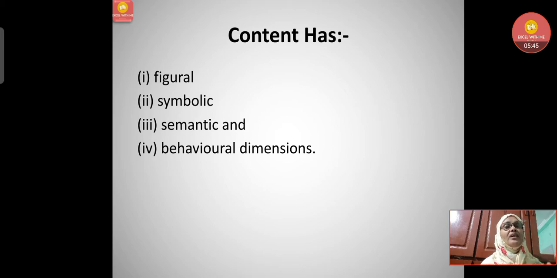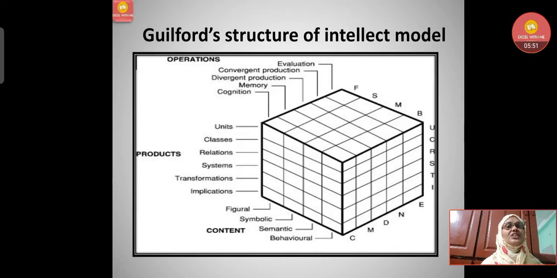Content has figural, symbolic, semantic, and behavioral dimensions. Let's see the structure of intelligence that Guilford has given, which we call the structure of intellect model. You can see in the picture operations on one side and products on another side, and downwards they are content. That is evaluation. That means, first, let's start with content.